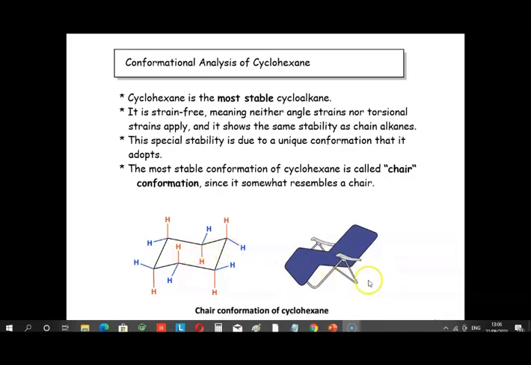Now if we compare these two structures, this one is representing a chair, whereas this one is representing the chair conformation of cyclohexane. This part, which is lying down or facing down, resembles this part, whereas this part which is facing up resembles this part, whereas the remaining parallel part resembles the sitting area.